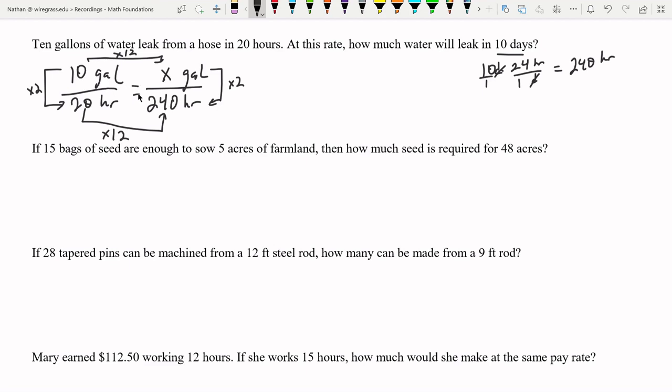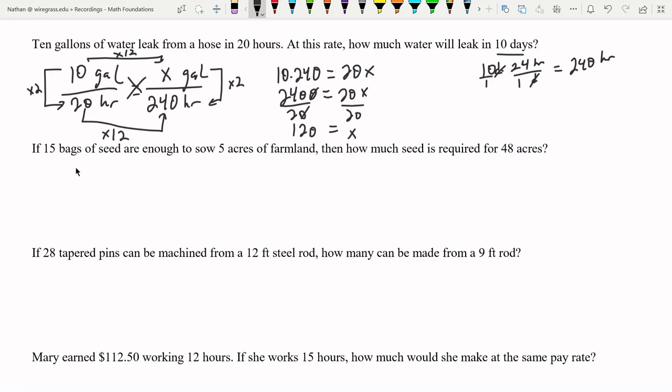We can, of course, solve this by using cross multiplication. That's going to give us 10 times 240 equals 20x. That's going to be 2400. Divide by 20 to get x by itself. The ones cancel, and 240 divided by 2 is 120. So 120 gallons is how much water would leak from the hose in 10 days.